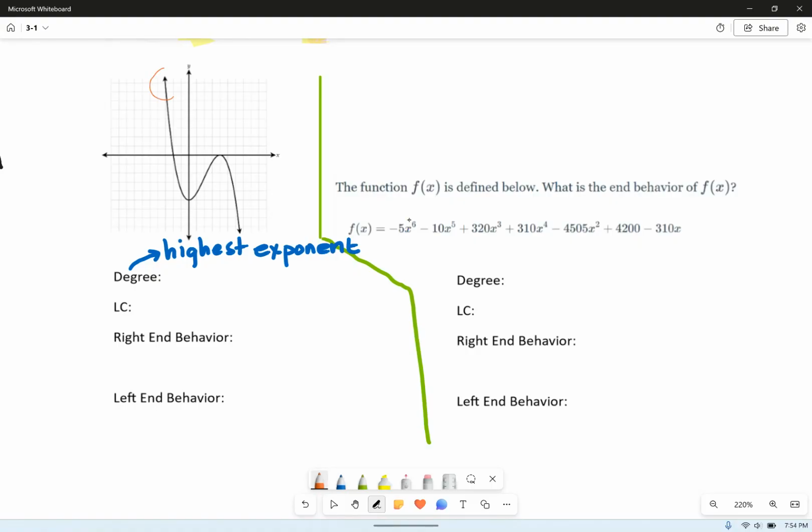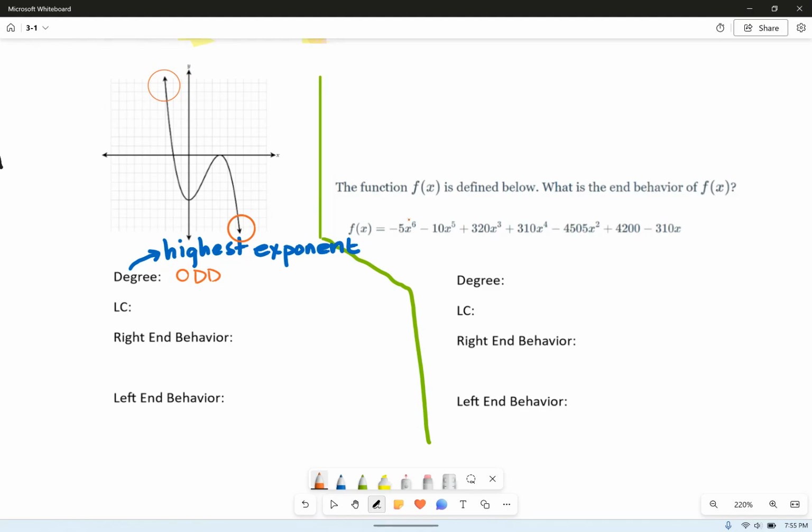This arrow and this arrow are pointing in opposite directions. So the degree of this given graph would be an odd number degree. It would have to be an odd exponent, odd degree.